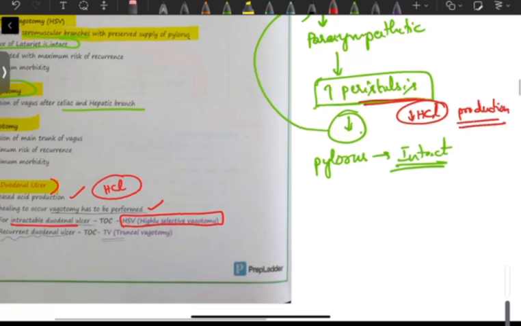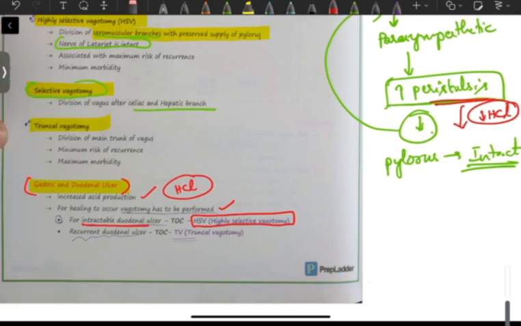Hence, if we cut off the vagus, there will be decreased acid production. What was the pathology we knew for causing gastric and duodenal ulcer? It was because of increased acid production. If we go for vagotomy, it will reduce the acid production and hence we are treating the cause.